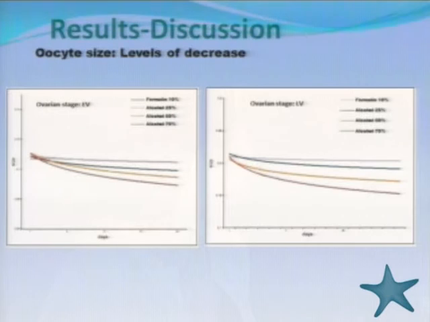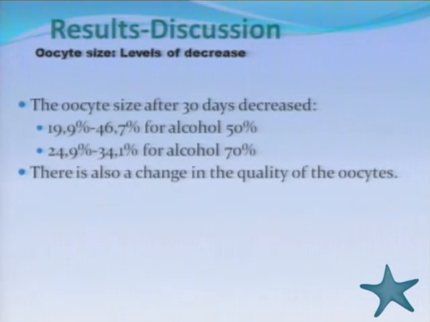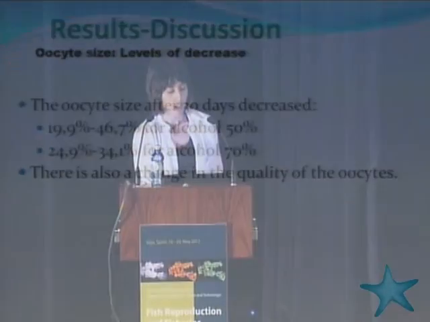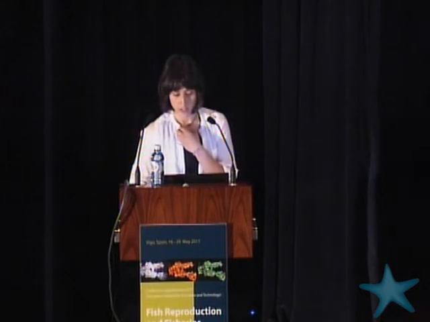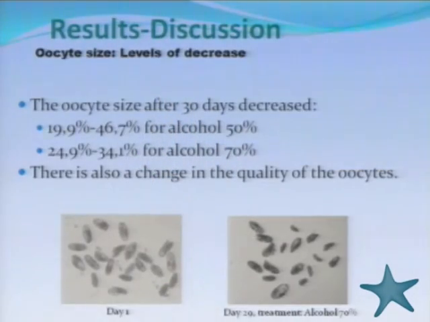Another very important result was that the relationship between the size and the days was not linear, as the main shrinkage developed in the first days of the preservation. The oocyte size after 30 days of preservation decreased from 19.1 to 46.7% for alcohol 50%, and from 24.9 to 34.1% for alcohol 70%. Also, there is a change in the quality of oocytes, as we can see in these two images, on day 1 and day 29 after preservation with alcohol. We can see that there is also a change in the shape and in the morphology of the oocytes.